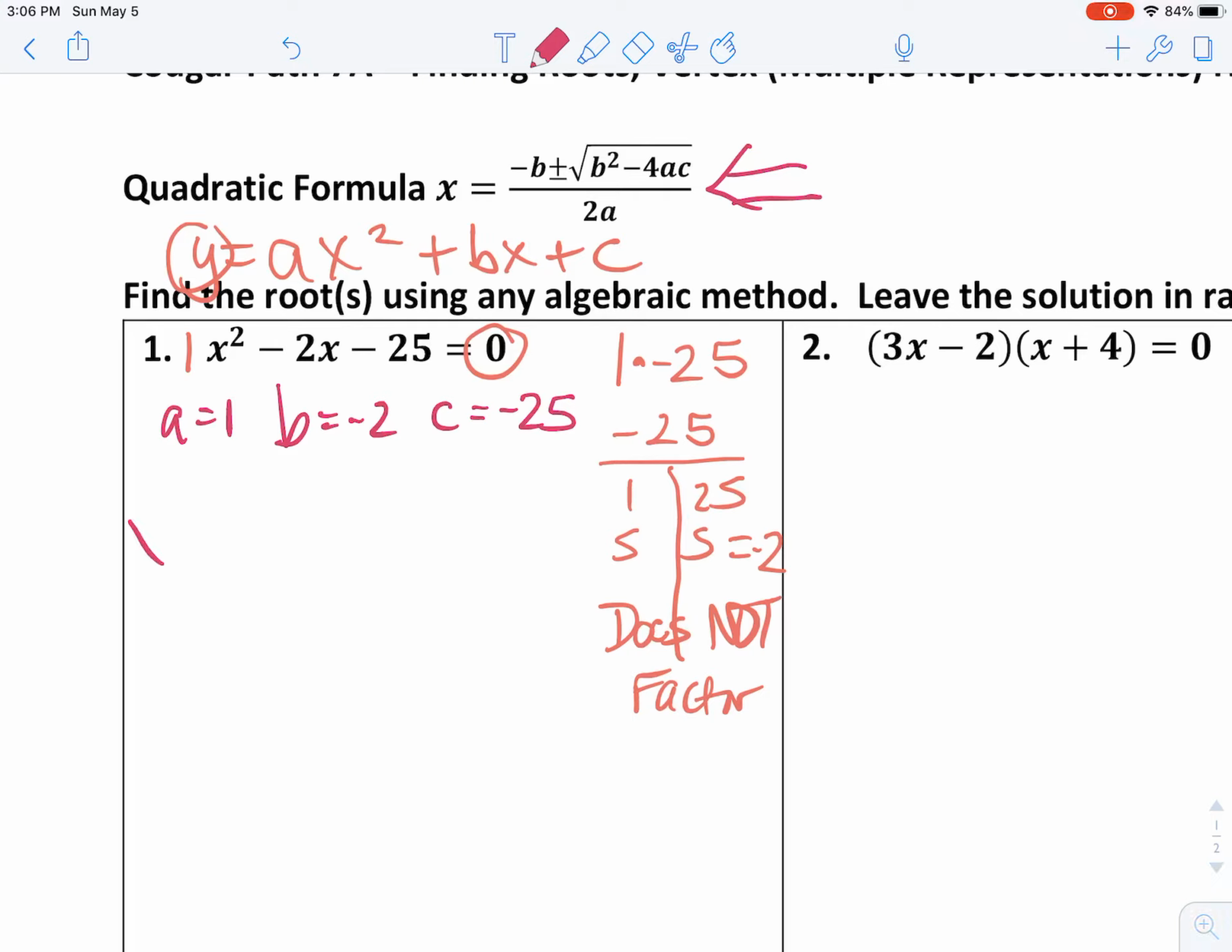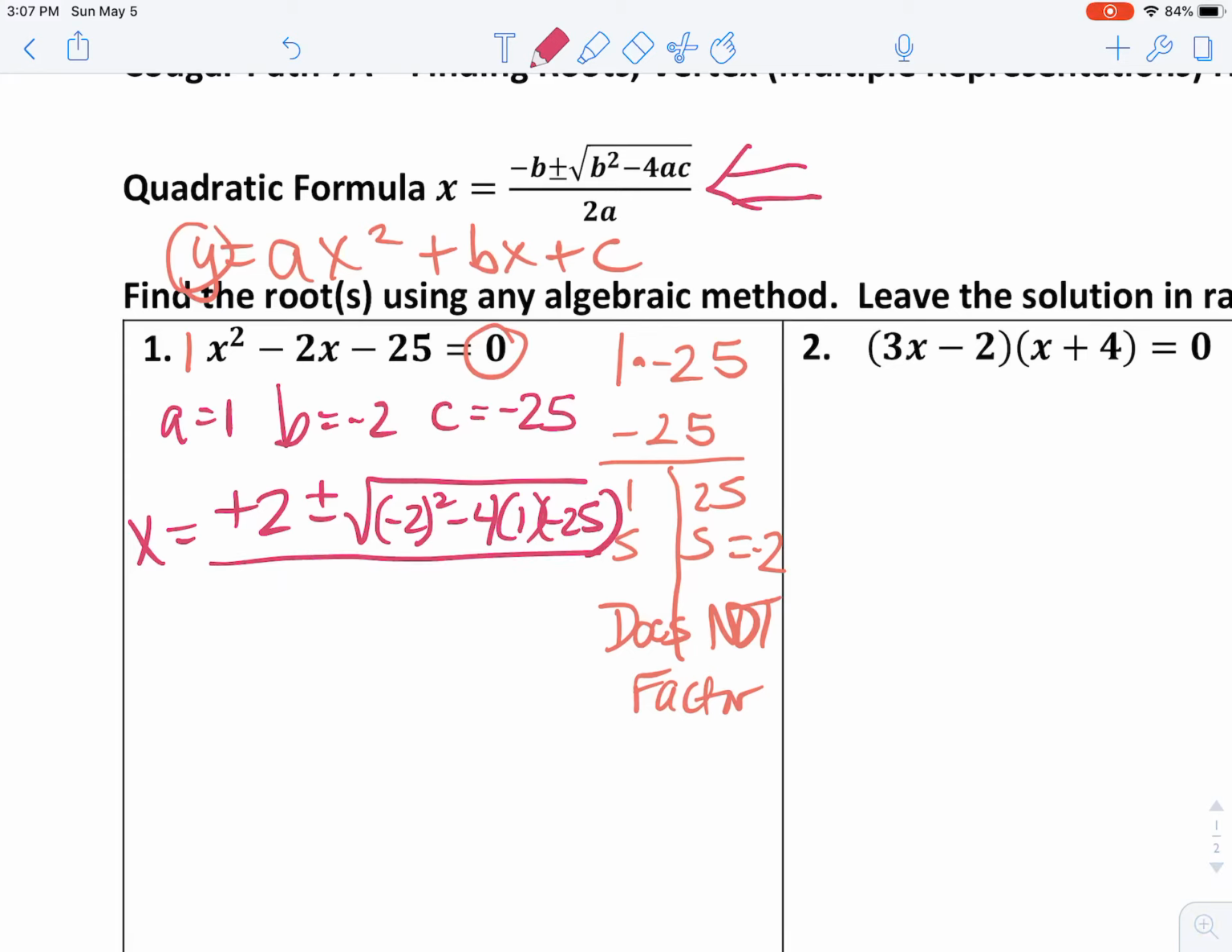So let's start plugging things into this equation right here. So x equals negative b. So that's the opposite of b. It's negative 2, so positive 2, plus or minus the square root of b squared. So that's negative 2 squared minus 4 times a times negative 25, which is our c. And the whole thing goes over 2 times a, which is 2 times 1.